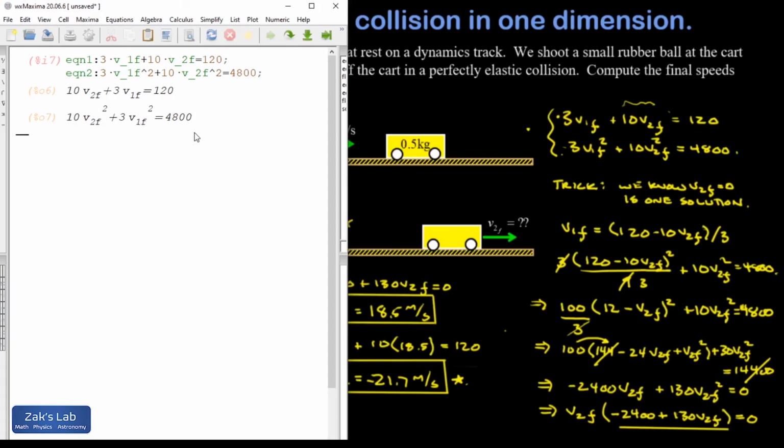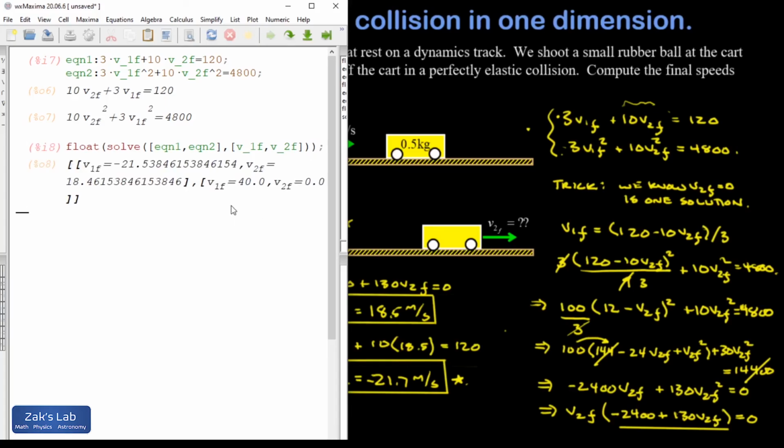Next, I want to solve the system. So here's what the syntax looks like. And you'll notice that I put the word float out in front of this whole thing. That means I'm going to get a decimal approximation. And then the syntax for solving the system of equations is solve, and then you put the two equations in brackets, the two variables you're interested in in brackets. Hit Shift Enter. And I can see the second solution that I'm looking at, v1 final equals 40, v2 final equals 0. That was that extraneous solution that we're not interested in.